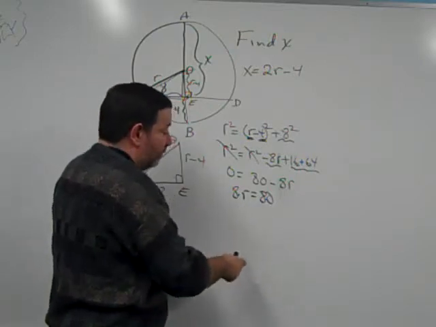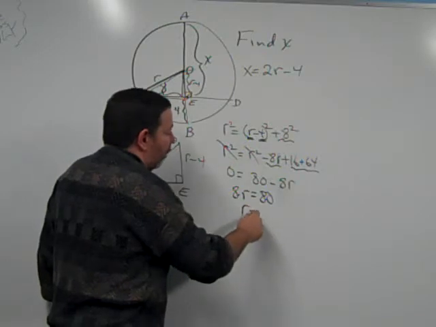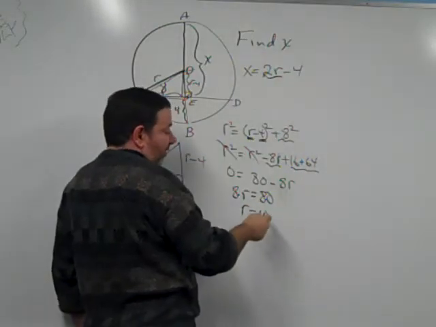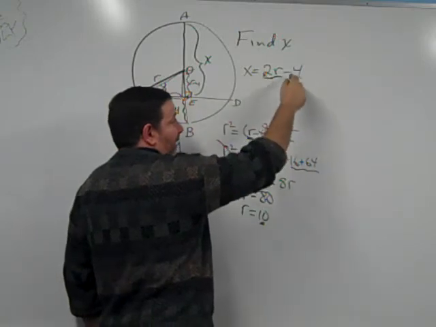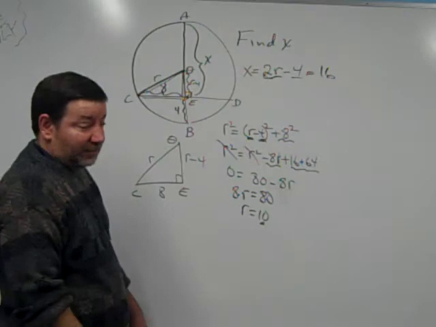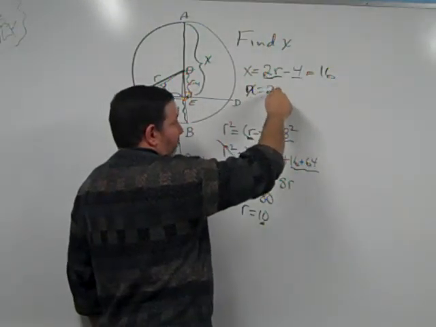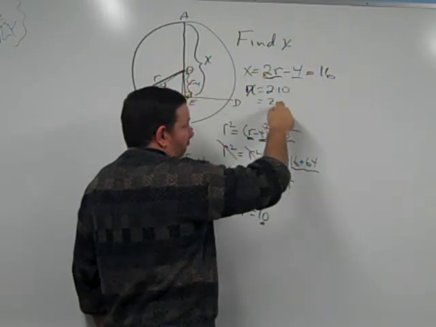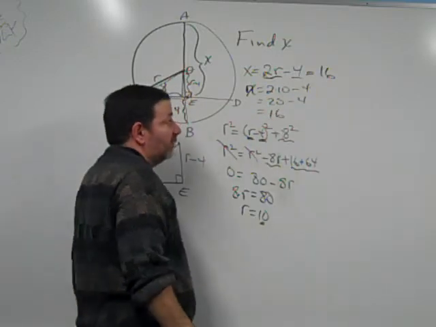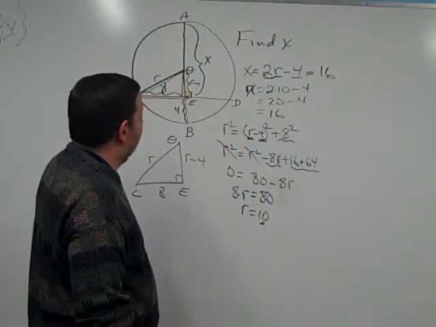8 times some number is 80. 8 times 10 is 80. So R is 10. I double it. Double 10, I get 20. Minus 4, 16. X is 2 times 10, which is 20, minus 4, 16. X is definitely 16.